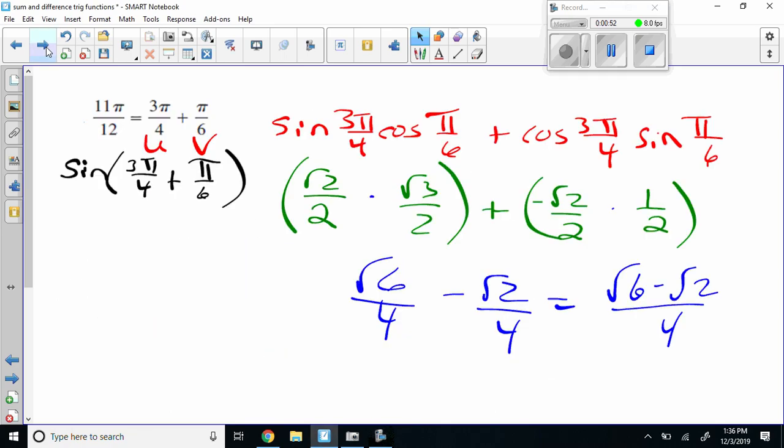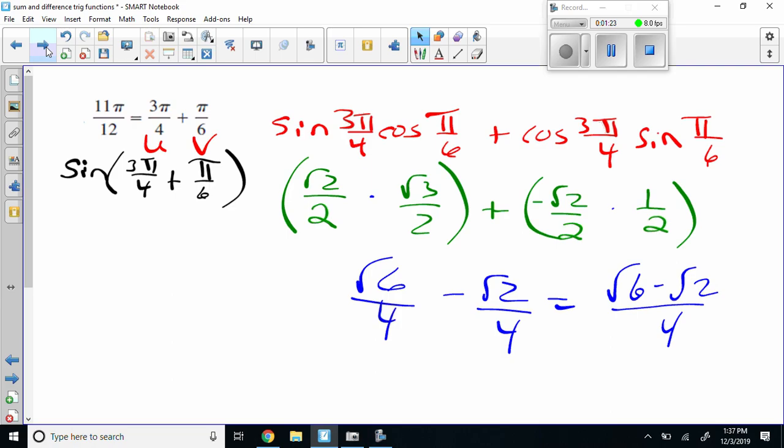So let's look at doing number 13 with a sine. Compare my work to your work. Notice that I put the problem in black here. I rewrote it as sine of 3π over 4 plus π over 6, and identified who U and V were. When I identified who U and V were, that allowed me to substitute those values straight into the property, right?